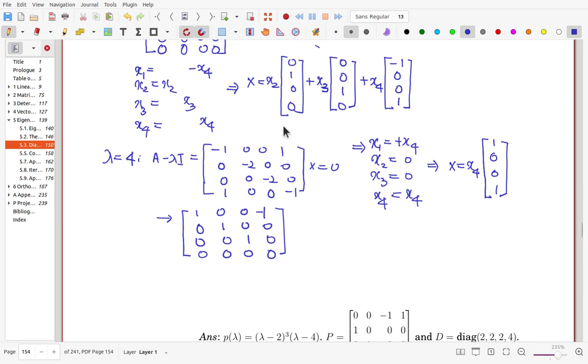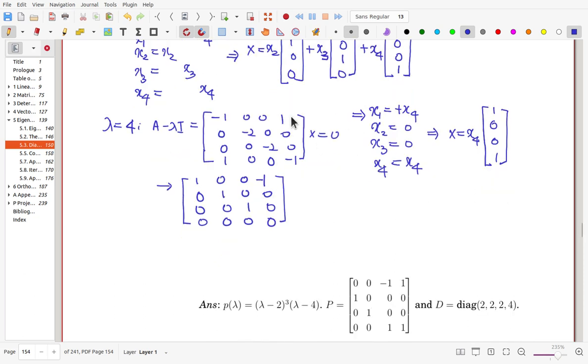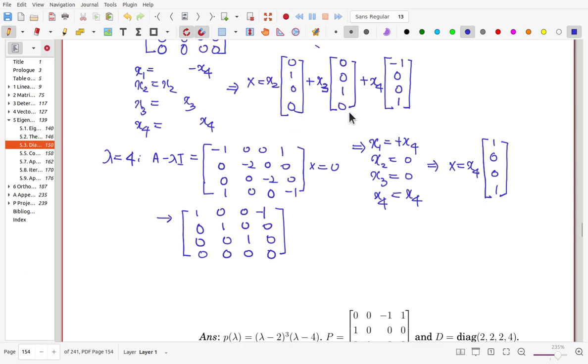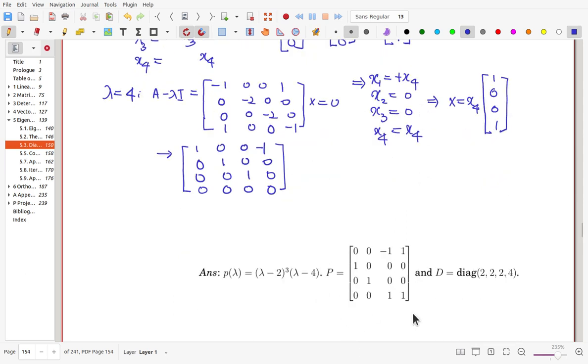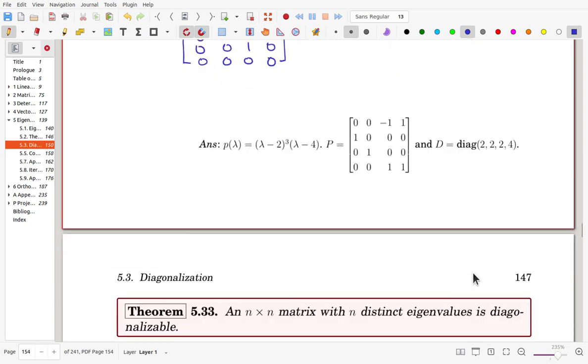If we collect these four vectors, they are linearly independent, and this one is linearly independent from these three vectors. So we collect them here. That will be P. And in the same order, we put 2, 2, 2, 4 for the diagonal matrix D. Then the given matrix will be P D P inverse.